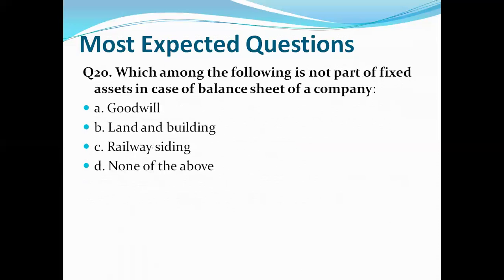Question number 20, which is last question of the day. Which among the following is not part of fixed asset in case of balance sheet of a company? Goodwill, land and building, railway siding, none of the above. So let's see what is the correct answer. Correct answer is D, none of the above. Because goodwill, land and buildings, railway siding, these all are part of fixed asset.